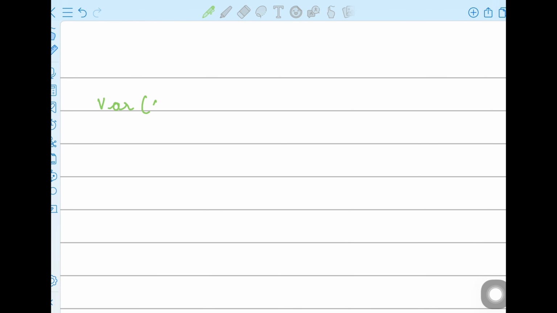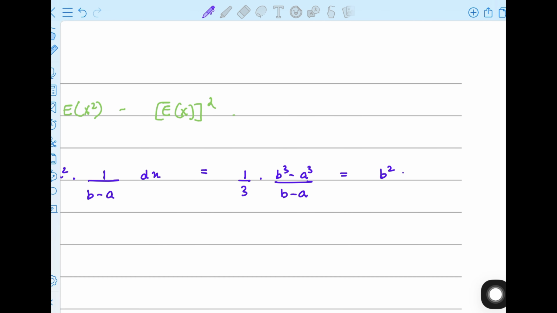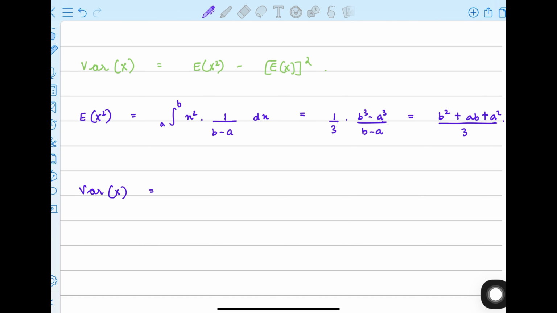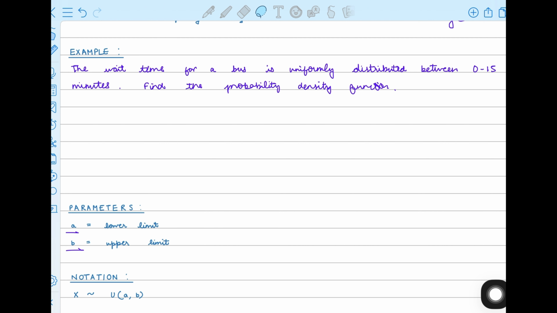Similarly, the variance of x will be expectation of x square minus expectation of x whole square. Now, solving the example.